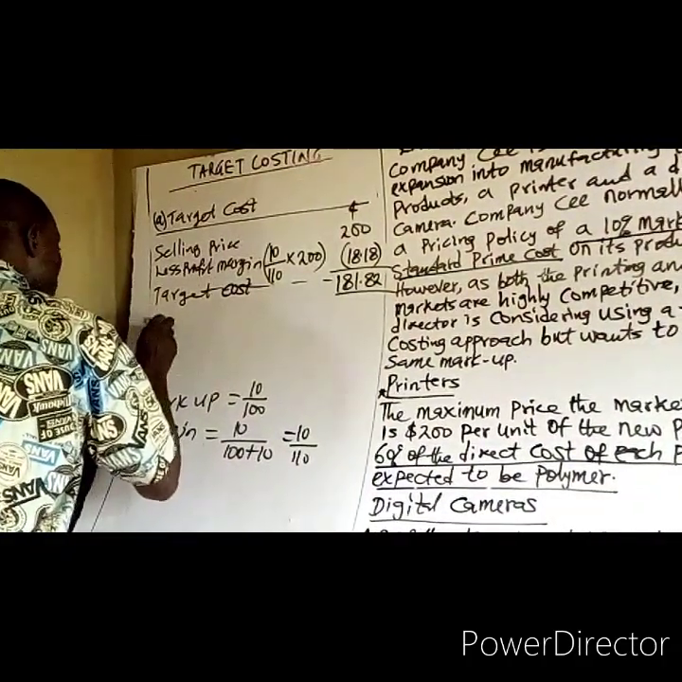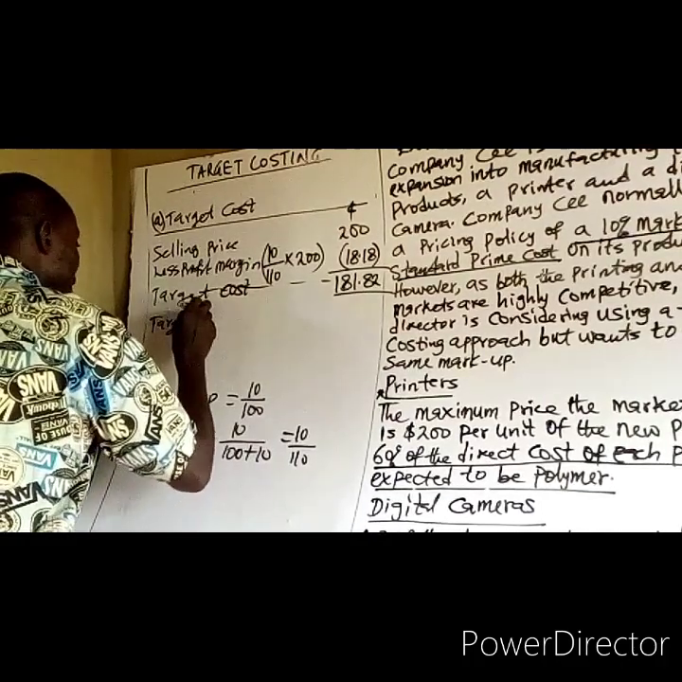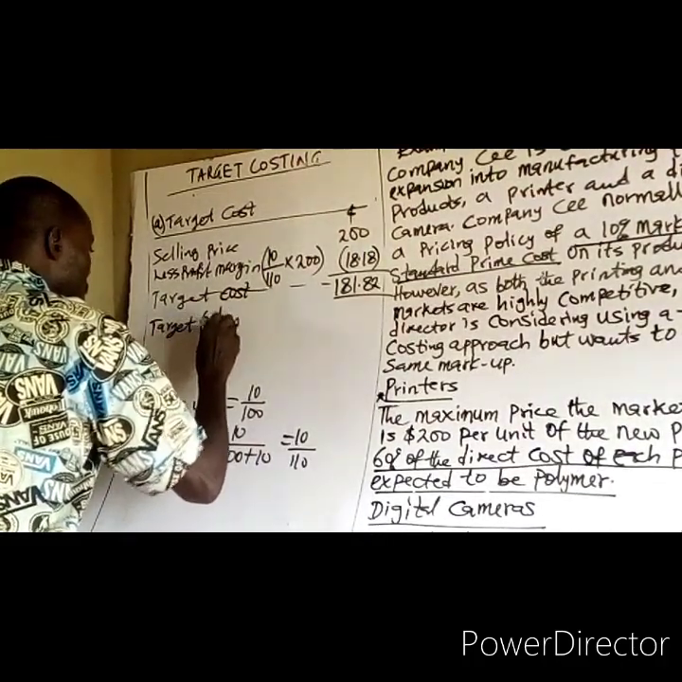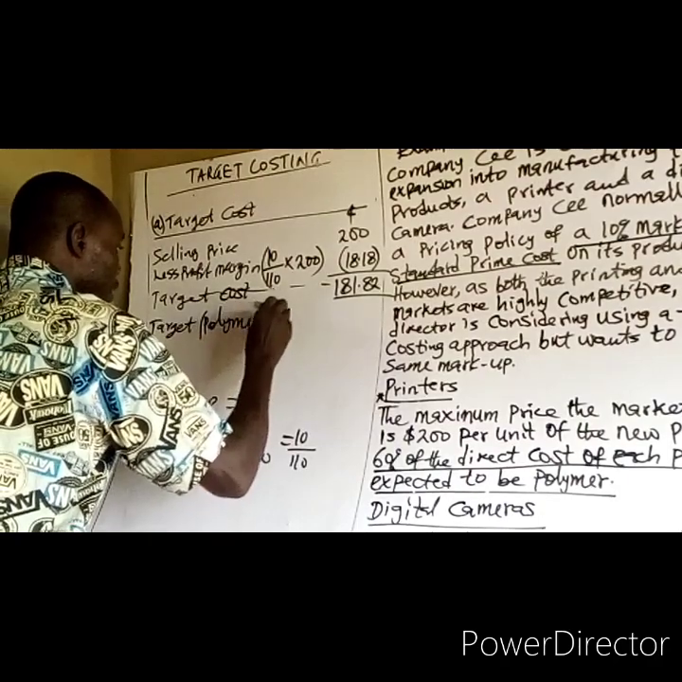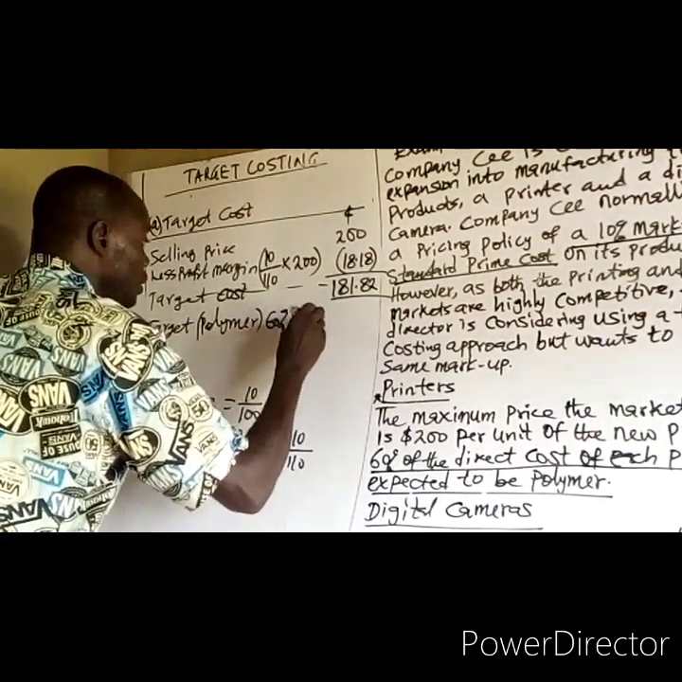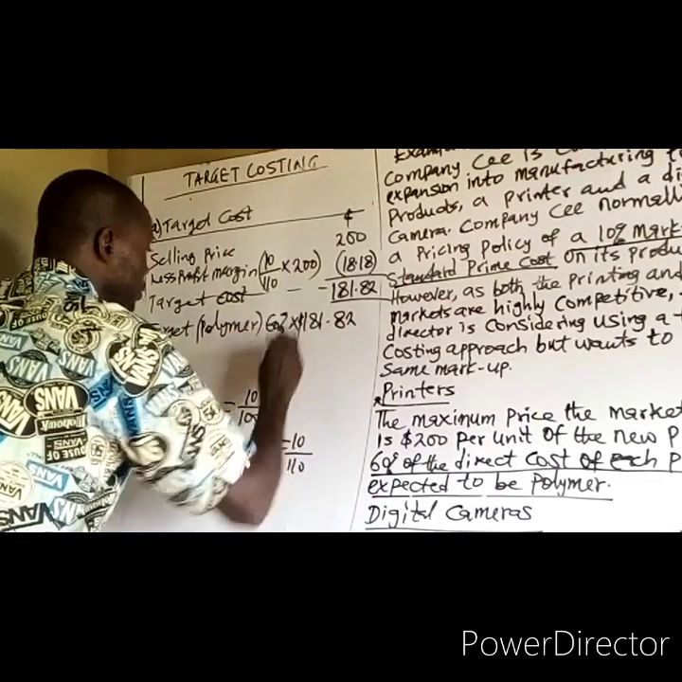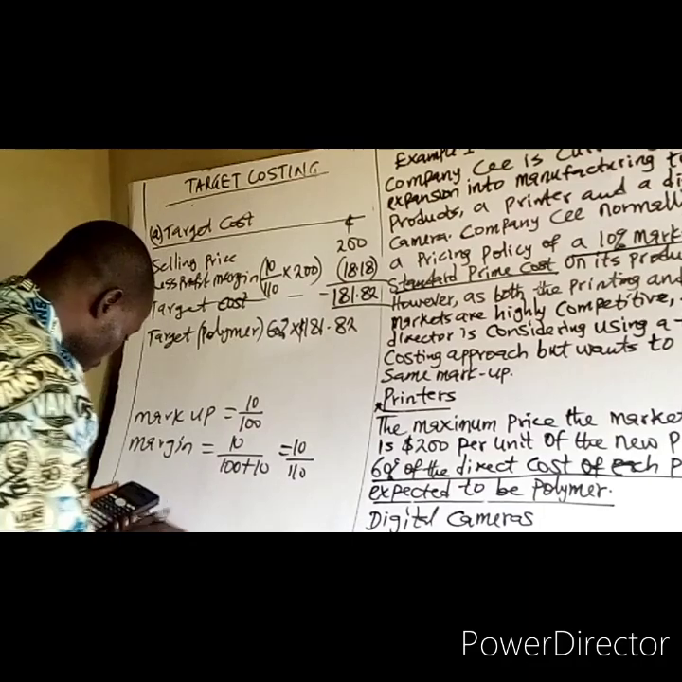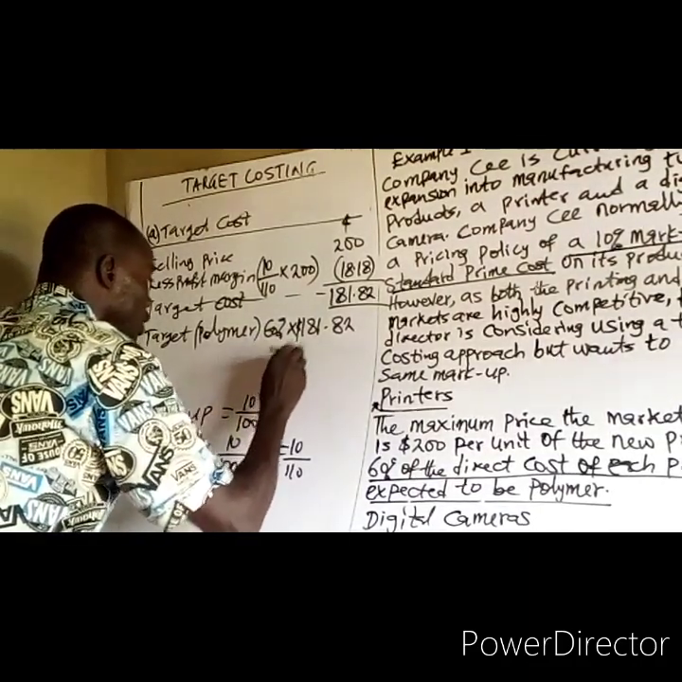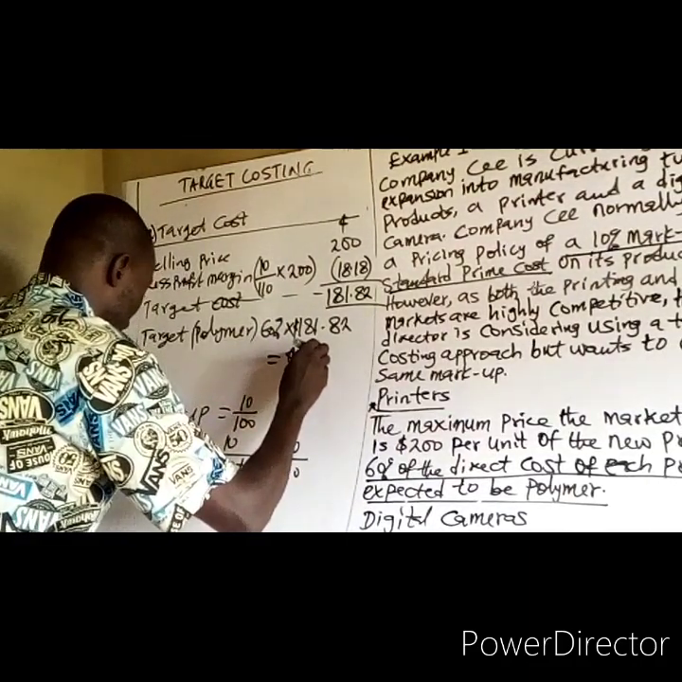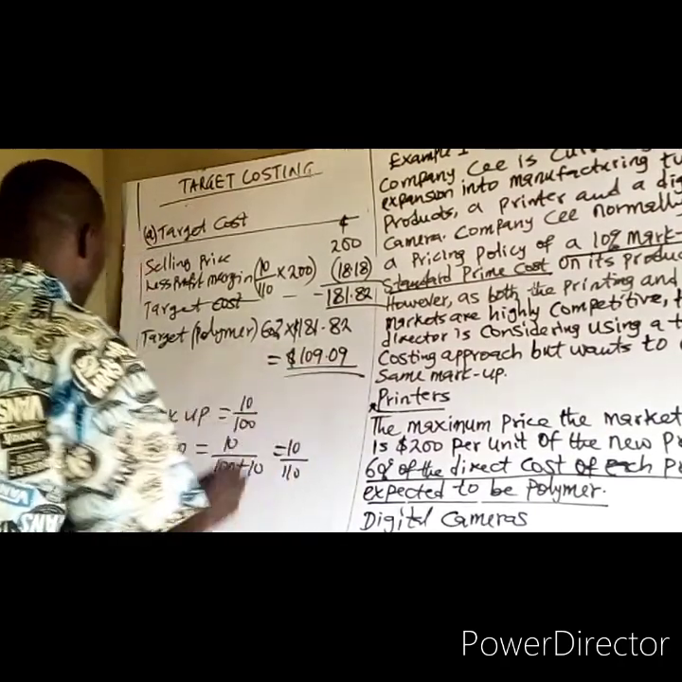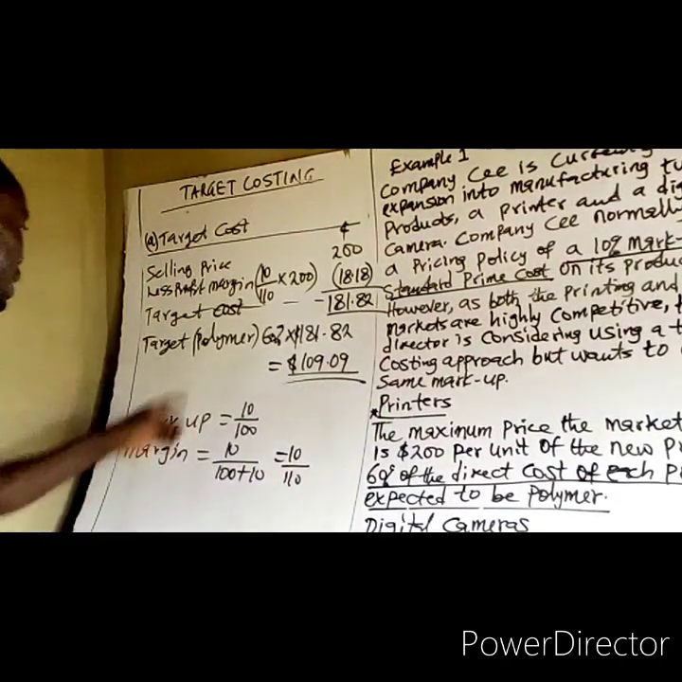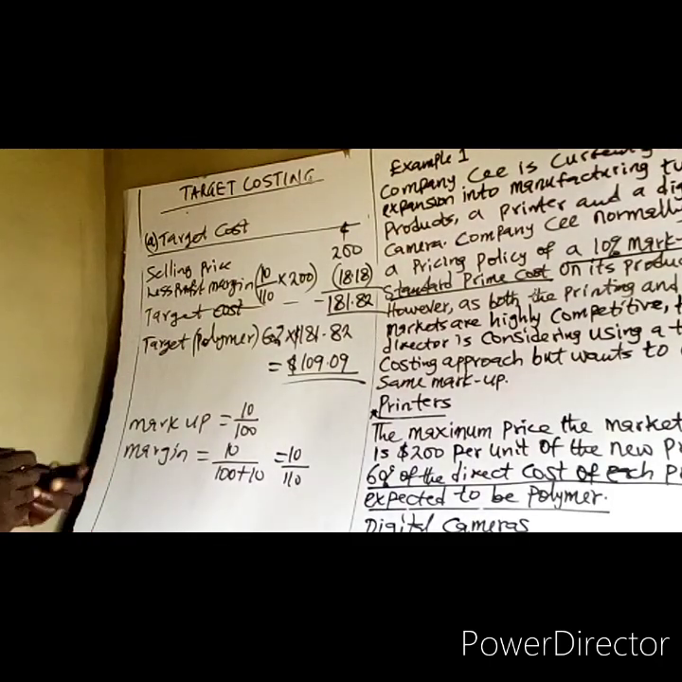So that is the target cost associated with the polymer. That is 60% of $181.82. So when you calculate 60% of that, it will give us $109.09. That is the amount associated with the polymer. So that is the requirement in A.